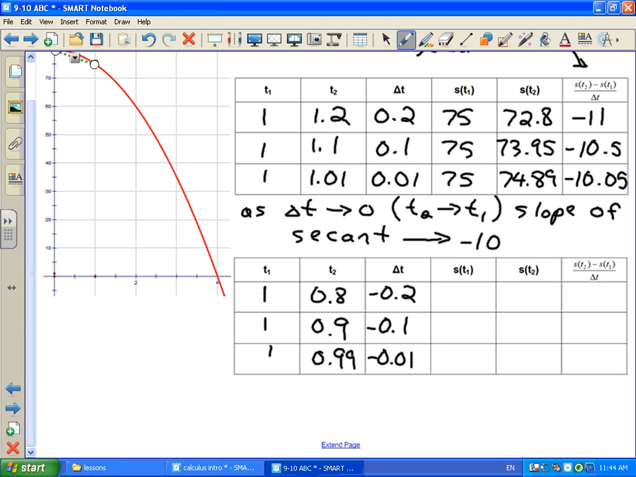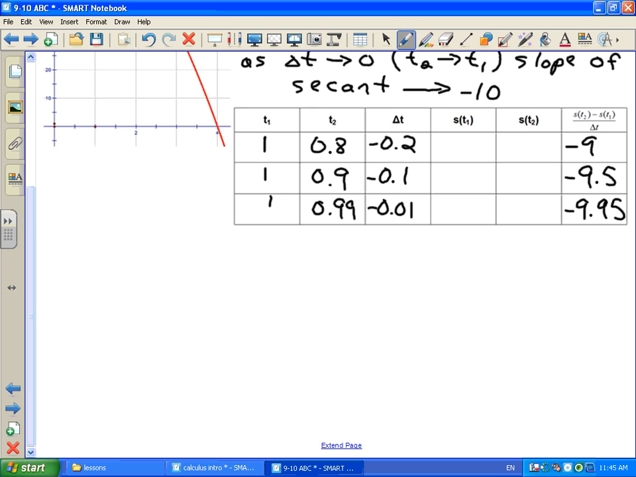And again, we looked at what happened when we calculated the slope of our secant. So the slope of our secant goes from negative 9 to negative 9.5 to negative 9.95. And what sort of trend do we see in these slopes? What is it heading towards? Negative 10 again. Okay, so we have consistency here. It's heading towards the same value whether we go from the right-hand side of t1 or from the left-hand side.